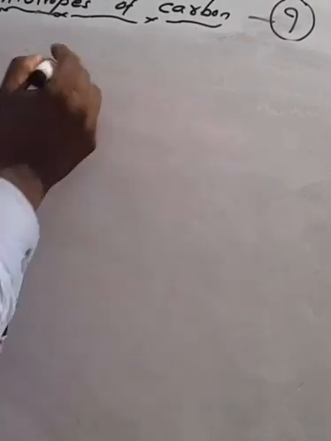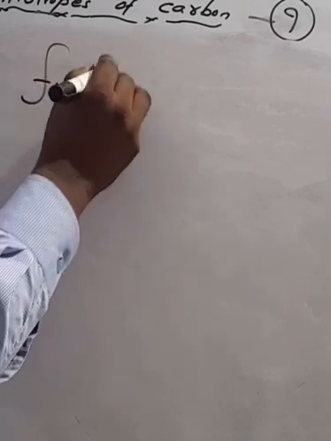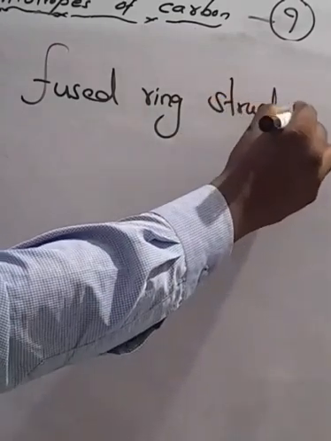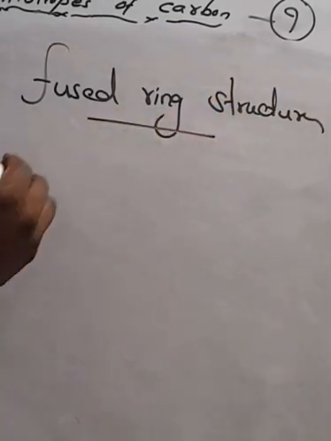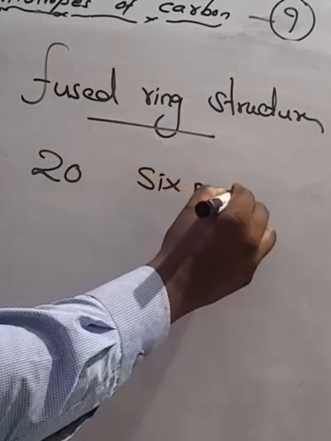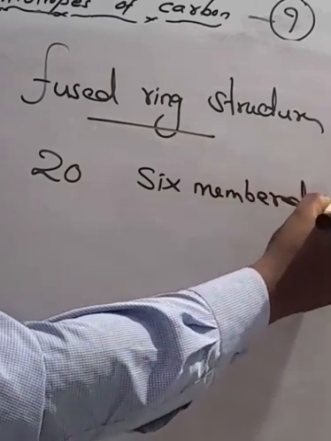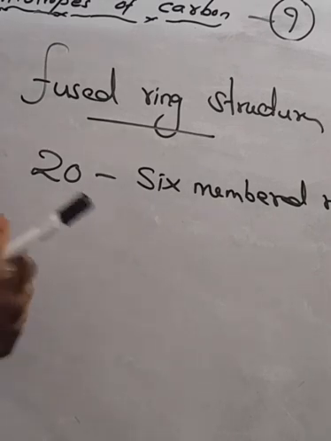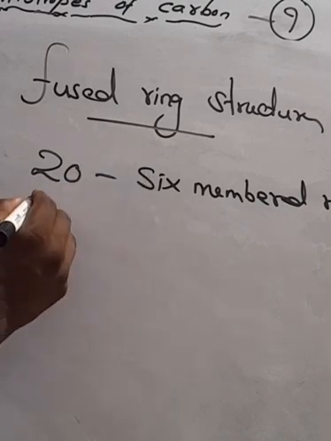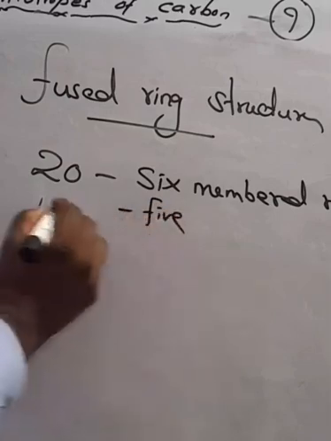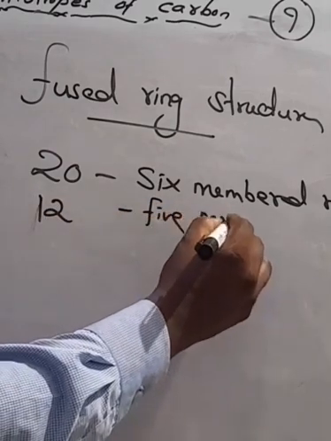What is it about the fullerenes? It has a fused ring structure. It consists of 20 six-membered rings. How many six-membered rings? 20. And also five-membered rings. How many five-membered rings? 12 five-membered rings.